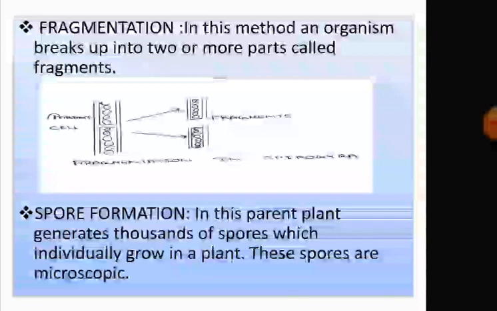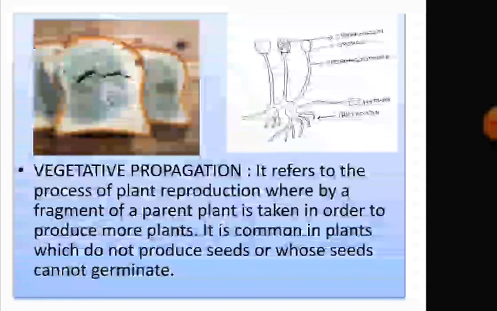Spore formation. Some lower organisms like bread molds and ferns undergo spore formation. They develop rounded or oval structures on their body, called spore sacs, which contain spores, and they are released when the spore sacs open and they develop into a new plant. So, we can see the spore formation process in bread mold or ferns.